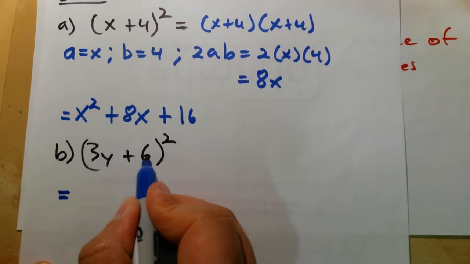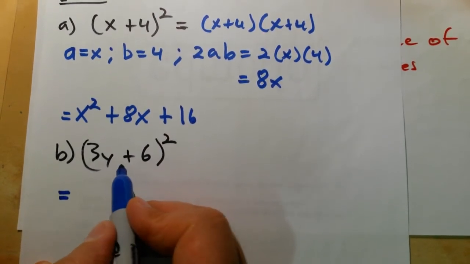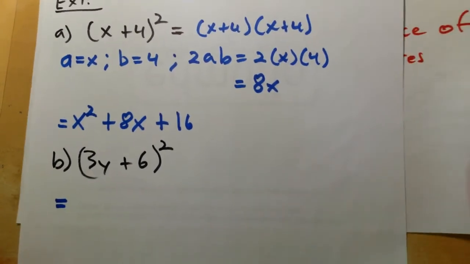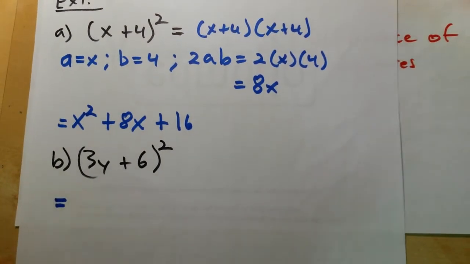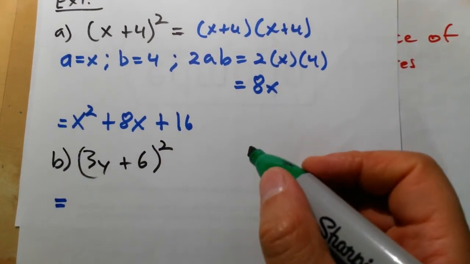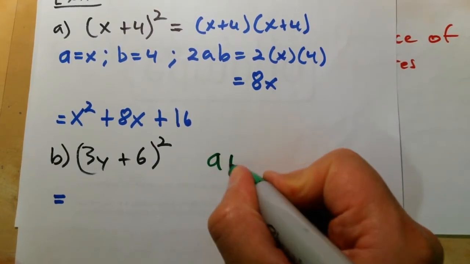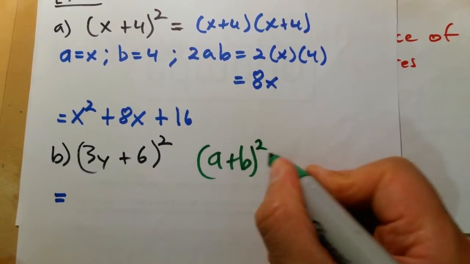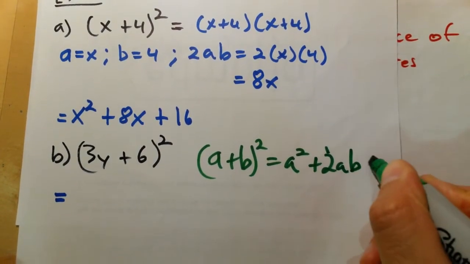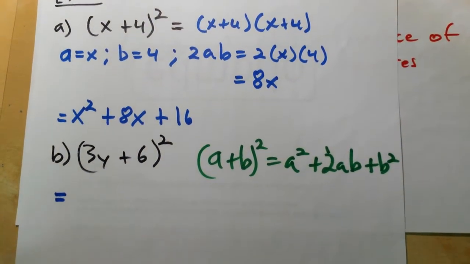This is our A value, this is our B value. There's a plus in the middle, so we're going to have to use our pattern. I'm going to write it here as a reference to our perfect square trinomial, since it's off the screen. The pattern is basically (A + B) squared equals A squared plus 2AB plus B squared. That's the pattern we're going to use.